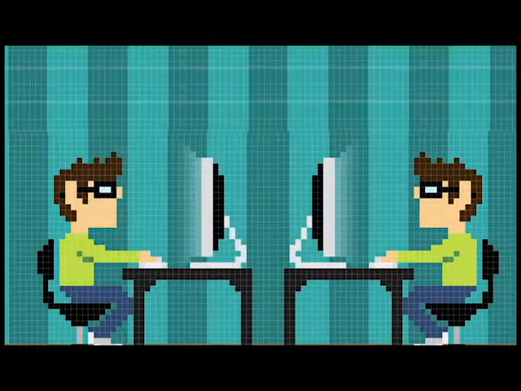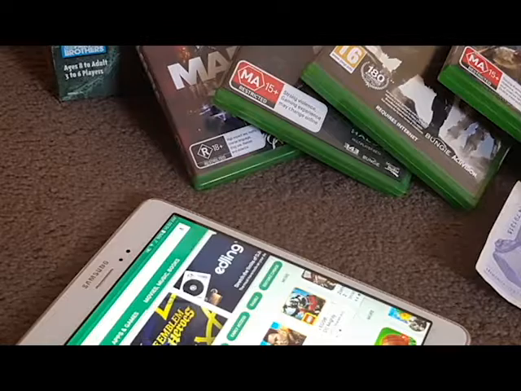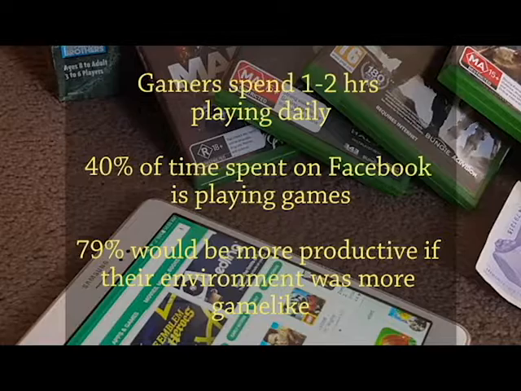Many reasons likely contribute to the rise in gamification's implementation and success. And while integrating these systems into education and training may have expenses that aren't directly recoverable, some statistics cannot be ignored. A typical gamer spends between 1 and 2 hours playing daily. 40% of the time logged into Facebook is spent playing games. 79% of respondents in a survey of both corporate learners and university students said they would be more productive if their learning environment was more similar to a game.